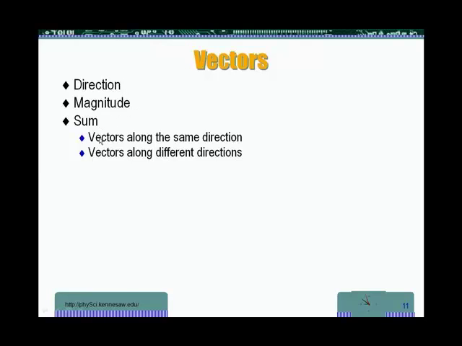We add vectors when they are along the same direction. We don't add vectors that are along different directions. When vectors are along different directions, we worry about their portions. We worry about how much of a vector is along x and how much is along y.